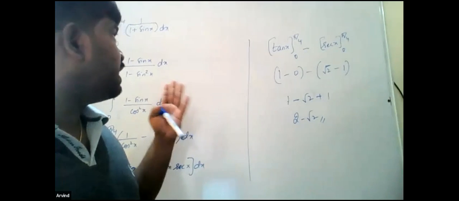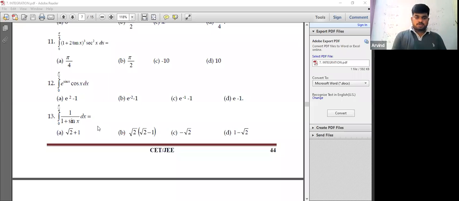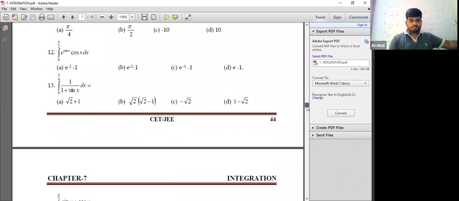If you have got 1 plus sin x or 1 plus cos x in the denominator like this, go with rationalization. So option B, actually, root 2 into root 2 will become 2, and root 2 into 1 will become root 2. So it is 2 minus root 2, right? So option B, better simplify. Option B is the answer.